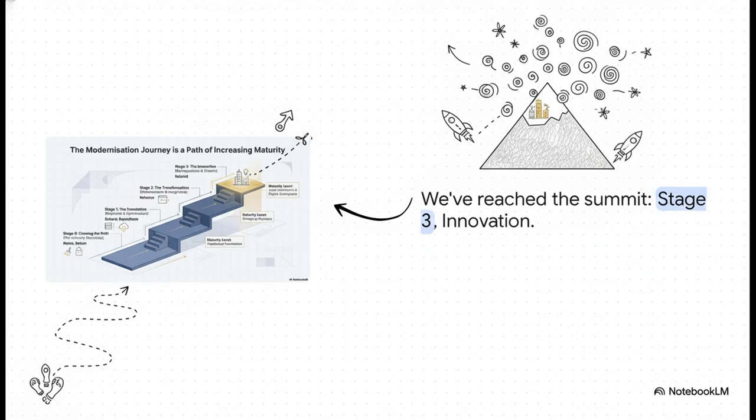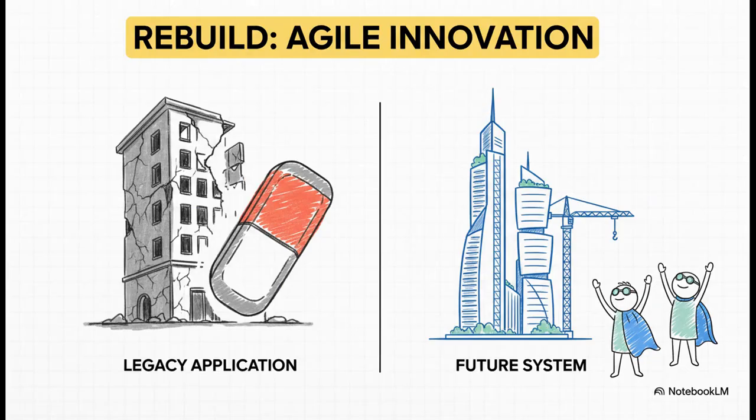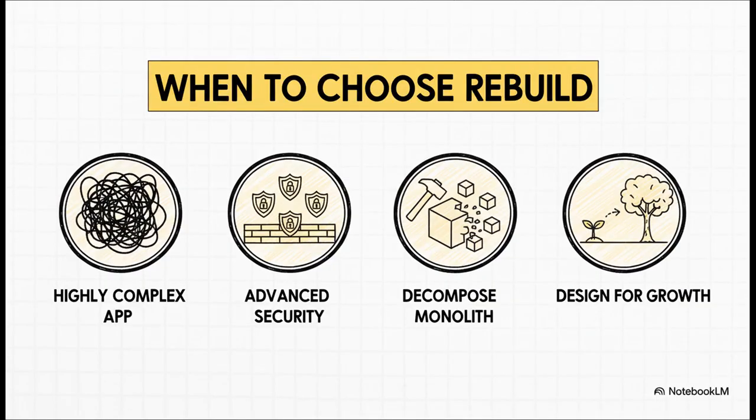This is where transformation gives way to pure innovation. And stage 3 is all about the rebuild. This isn't just a renovation project. This is a full demolition and new construction. It's the highest effort strategy for sure, and it's reserved for those true digital champions who need to unlock new possibilities that were just impossible with the old code. You choose to rebuild when an app is just too complex to tinker with anymore. You do it to bake in advanced security from day one, or to break down one of those giant monoliths into a bunch of small independent services, which we call microservices. This whole approach lets you design for massive growth, using the most cutting-edge tech out there.